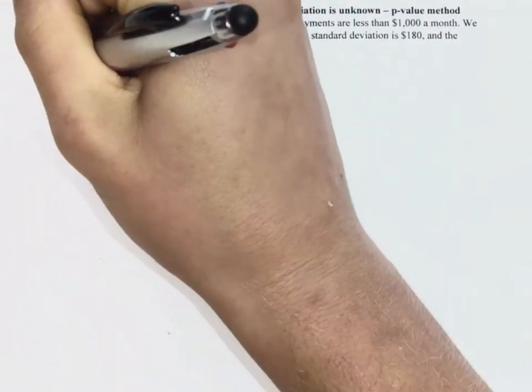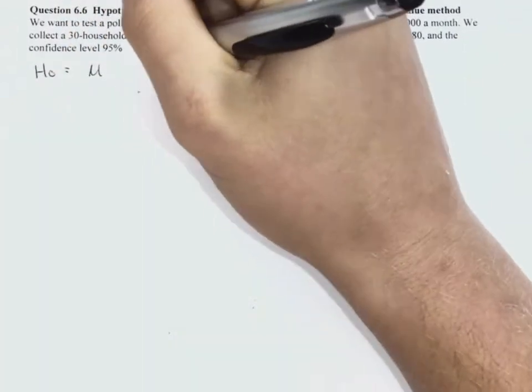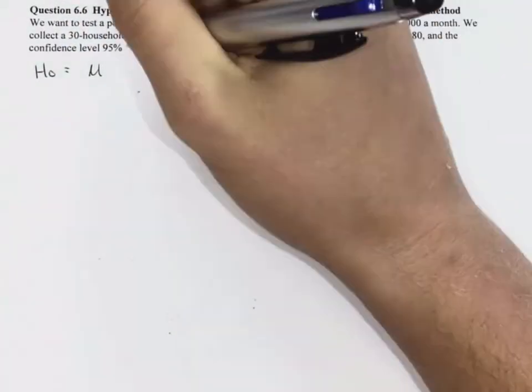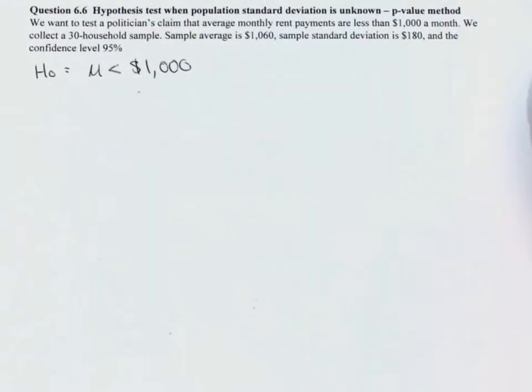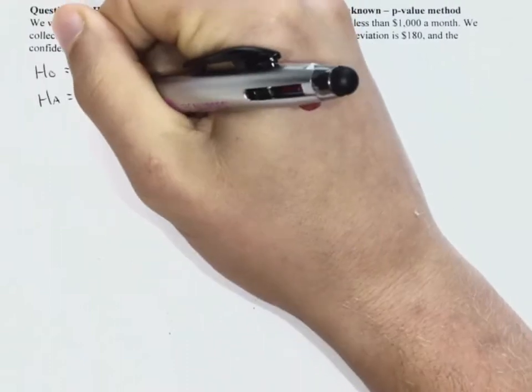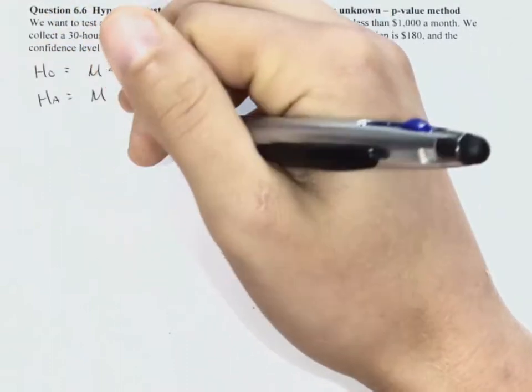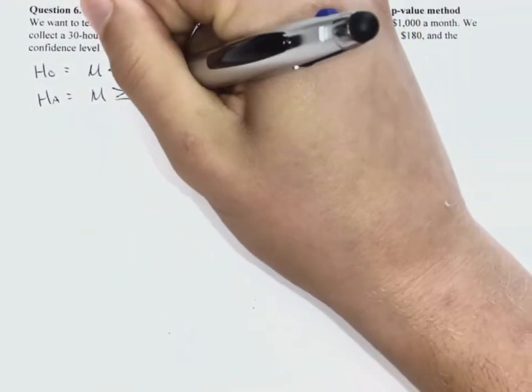So first we need to set up our hypothesis. The politician claimed that the average monthly rent was less than 1,000. So our null hypothesis is the average monthly rent is less than $1,000. Now what we're testing will be the alternative hypothesis: that the average monthly rent is more than or equal to $1,000.